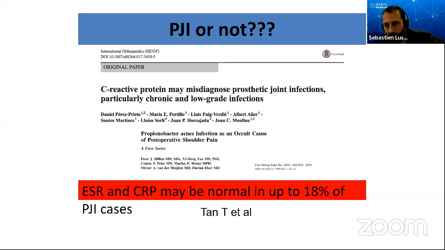And the literature is exactly in that direction, especially in case of low-grade infection. You can have up to 20% of the cases with ESR and CRP close to normal. So definitely we should not rely only on ESR and CRP to make the diagnosis of PJI or not.